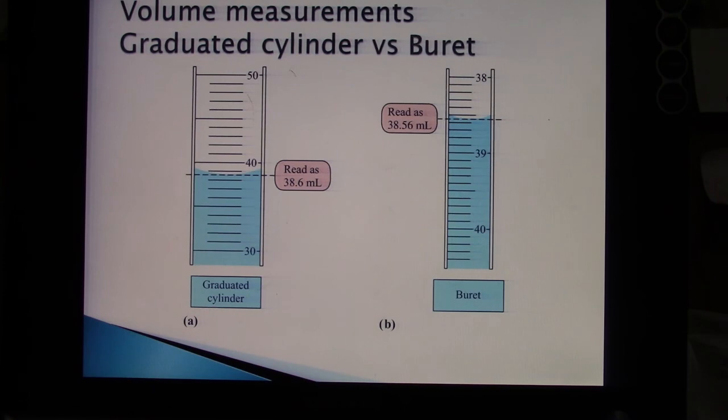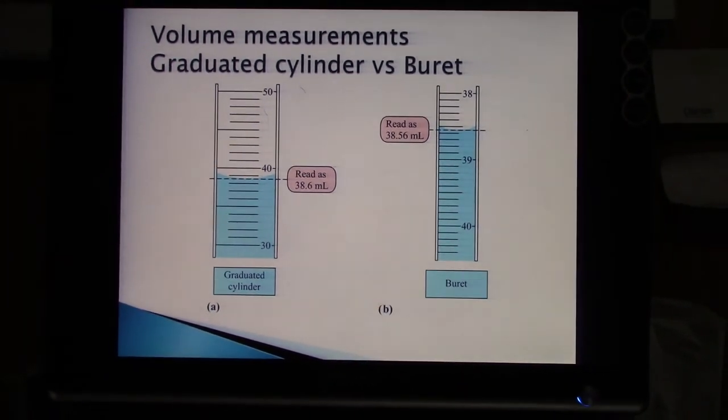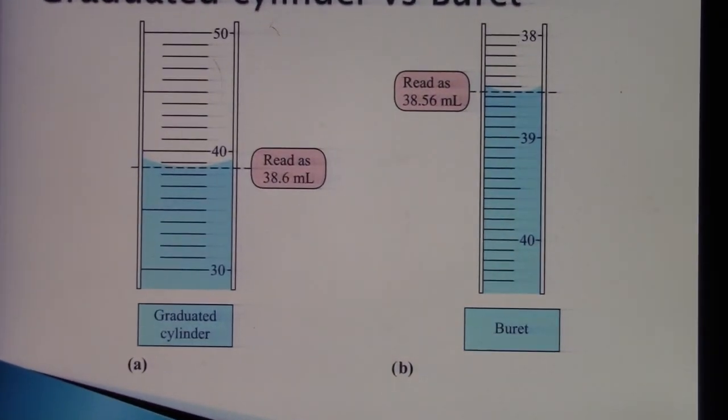So the one on the left is a 100 milliliter graduated cylinder. If you look at the increments here, there's 30 and there's 40. If you count, you got 1, 2, 3, 4, 5, 6, 7, 8, 9, 10. So there's 10 lines between 30 and 40, which means that each line is worth 1 milliliter. So we can read for certainty. We usually read the bottom of the meniscus. Many liquids form a curved shape, which we call a meniscus.